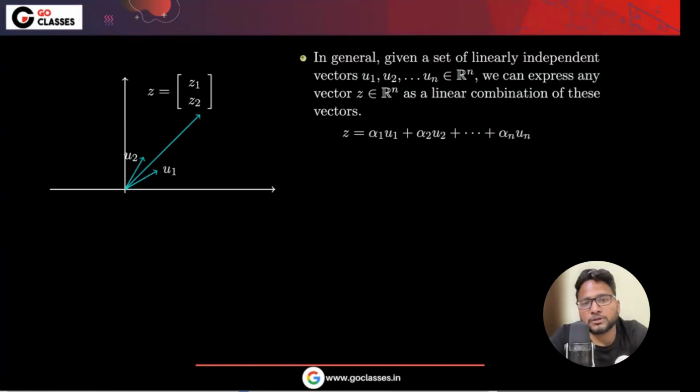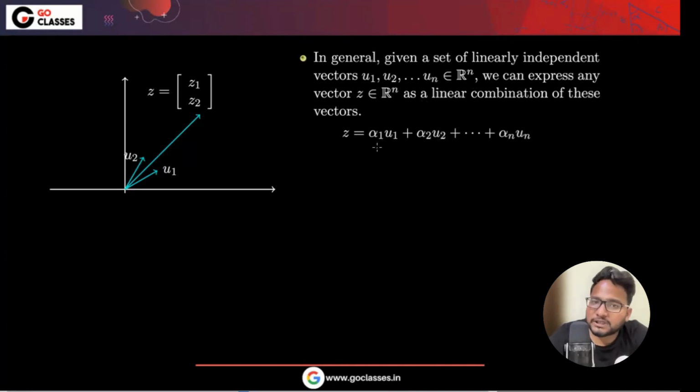Suppose that z is some vector which I'm writing in some non-orthogonal basis u1 and u2. Tell me by the diagram, are u1 and u2 orthogonal? No, right? u1 and u2 are not orthogonal. So let's suppose this is not orthogonal. So you can write it like this, right?